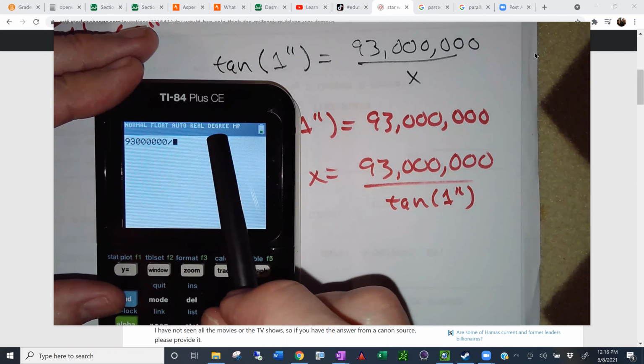1.918 times 10 to the 13th. And that's in miles. Remember, this is in scientific notation. That's what that E13 stuff represented here.